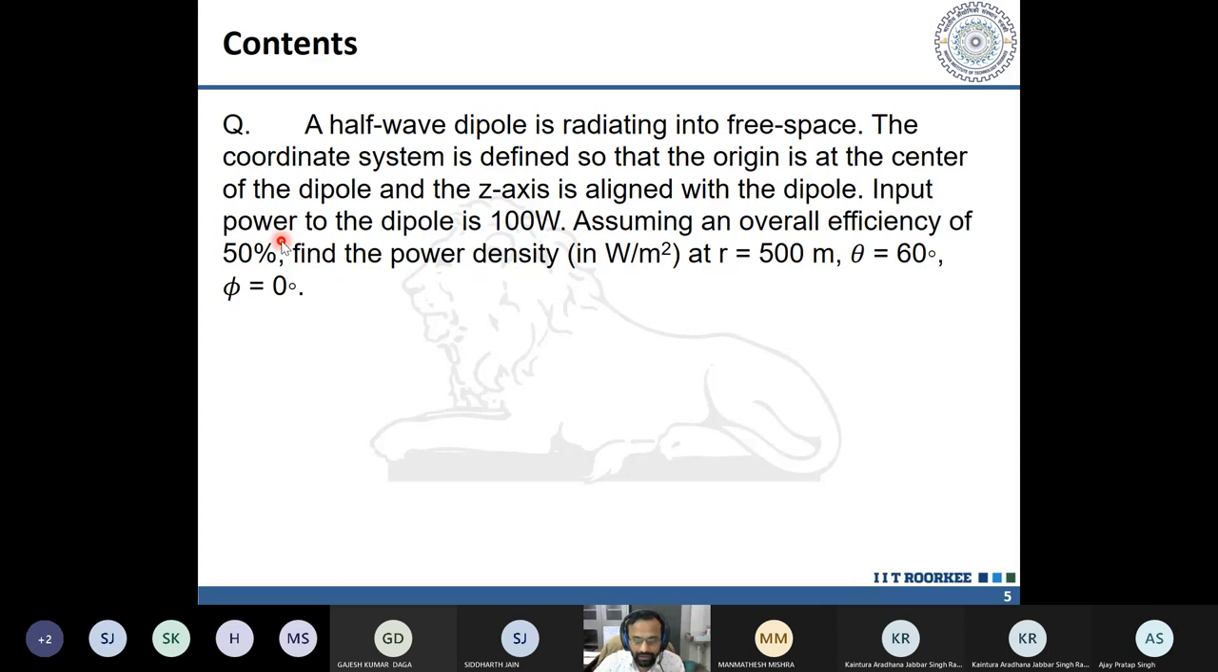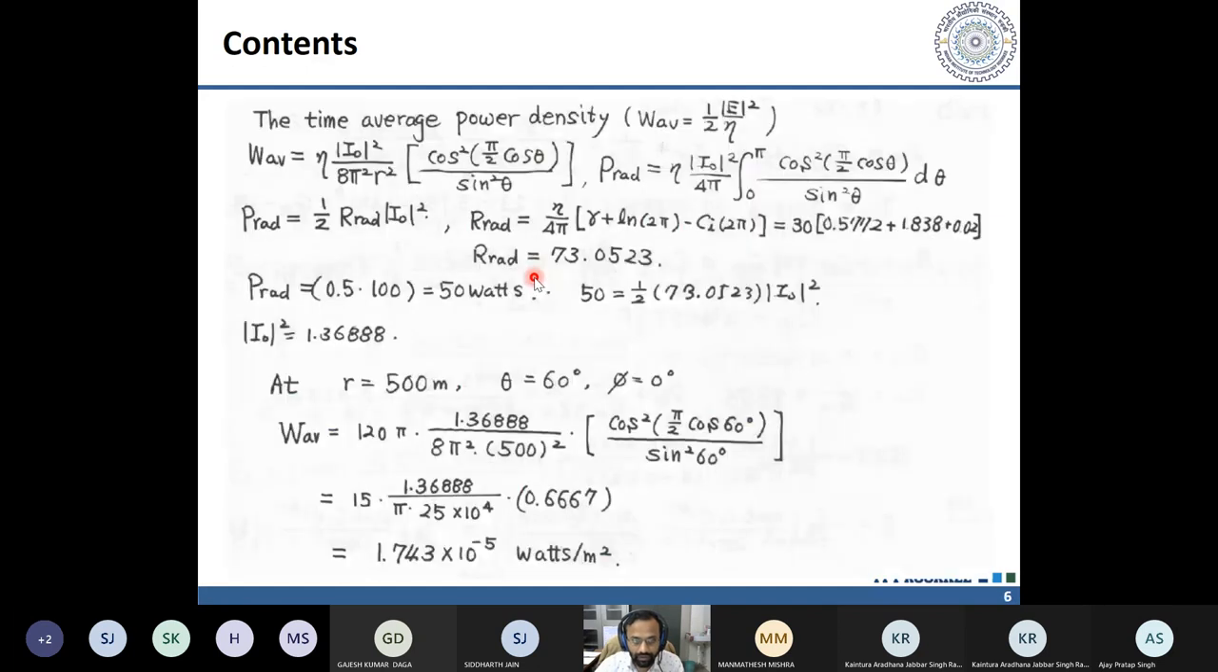Find the power density at the given distance and at theta equal to 60 degrees, not theta equal to 90, and phi equal to 0. So we are supposed to calculate the power density. Let us see how to evaluate it. The power density is given by half the magnitude of E squared by eta naught in the far field. If we know how to express the electric field intensity E in terms of the pattern and the current, the average power density is given by this expression.